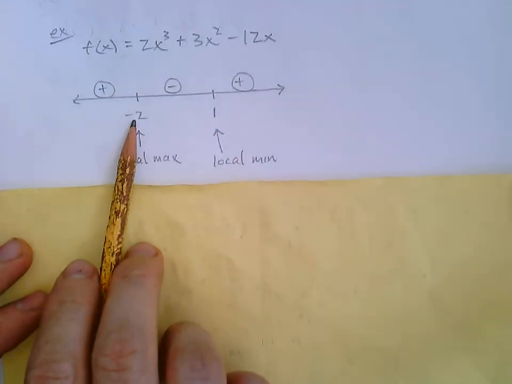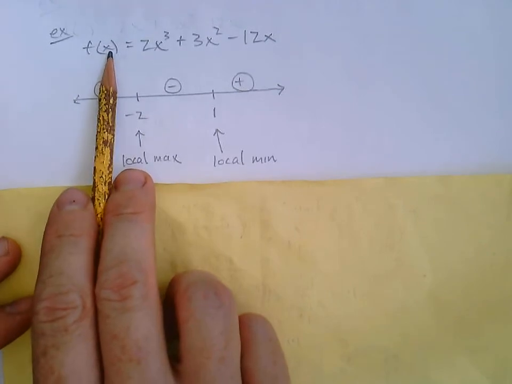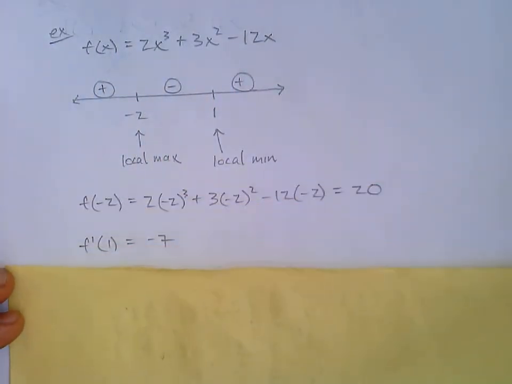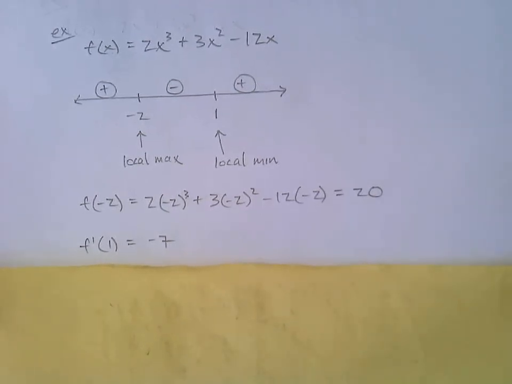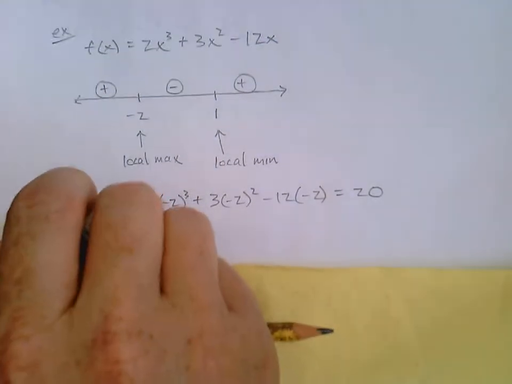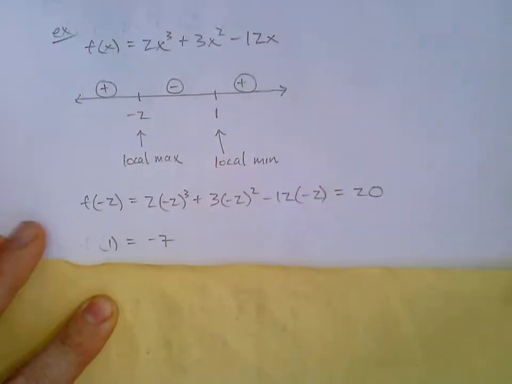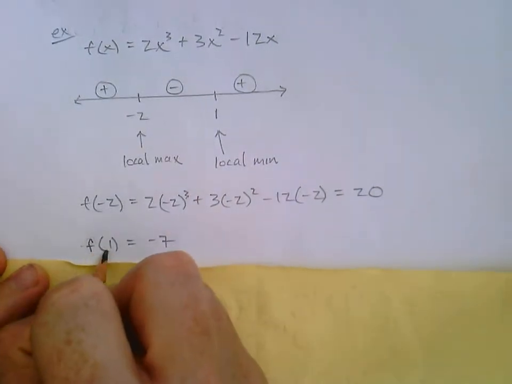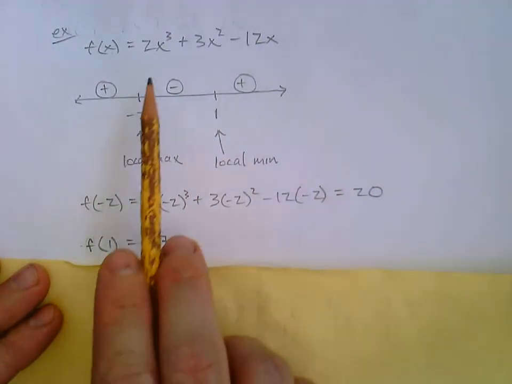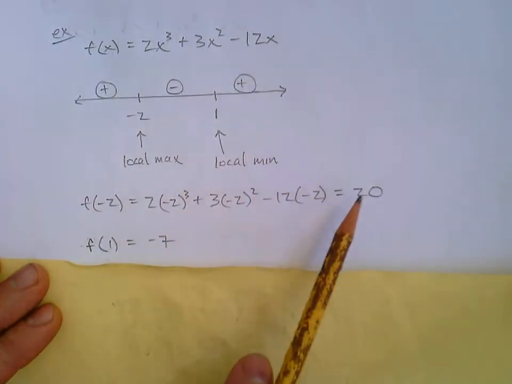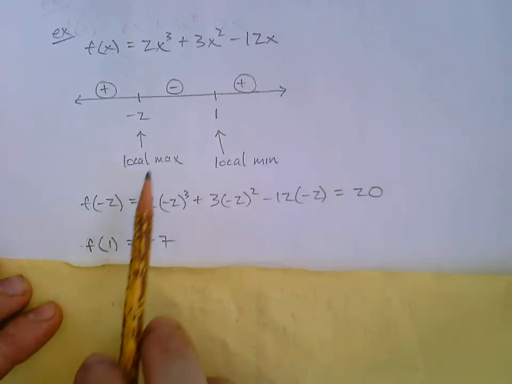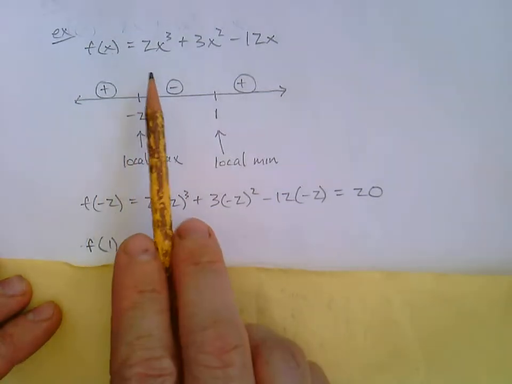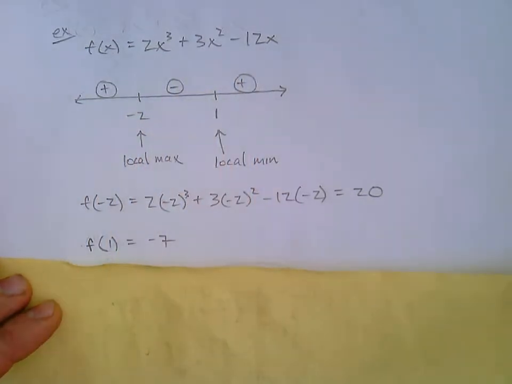So what are we going to do? How do you find a y coordinate? You take the value, you plug it back into the original function. So we're going to do that for both of our critical numbers here. So plugging -2 in to the original function, you get 20. And plugging 1 into the original function would be 2 + 3 - 12, which is -7.